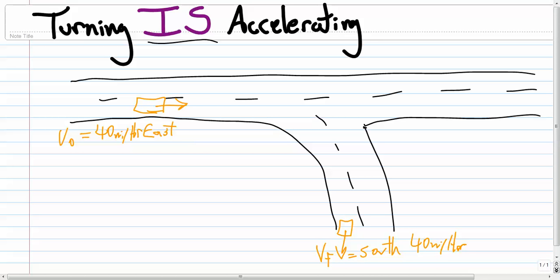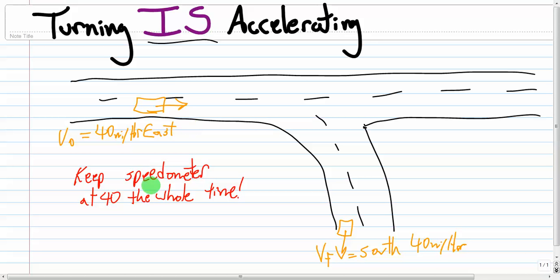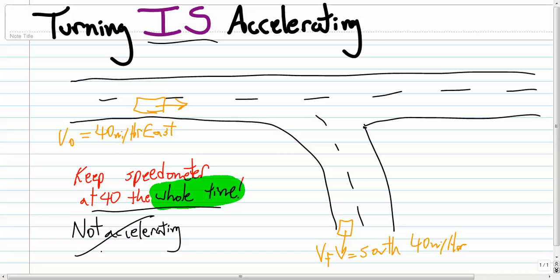And here's the kicker. This is what makes it kind of a big deal. We're going to say that as the car went through the turn, the driver was very careful to keep the speedometer at 40 the whole time. So if he's keeping it at 40 the whole time, a lot of you are instantly going to say, oh, well, if it's 40 the whole time, then nope, they're not accelerating. And I'm going to explain to you why that's not true.